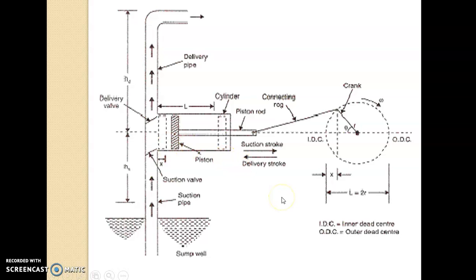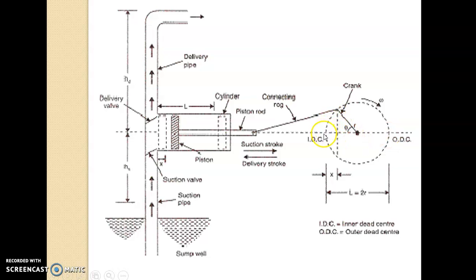So initially what will happen? The shaft will start moving, and this is our rotary energy, which is provided through the mechanical energy, we can say, provided through the motor. That is electrical energy. Through the electrical energy we are getting this rotary energy. Now initially this crank was at IDC. IDC is inner dead center, and here we have outer dead center.